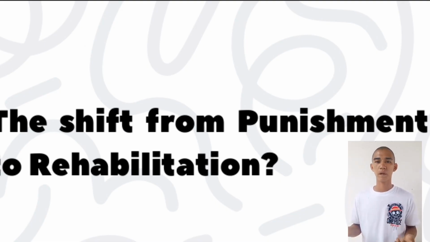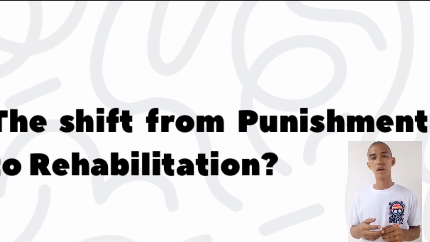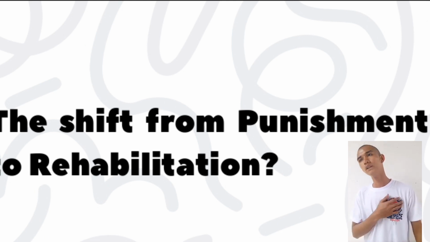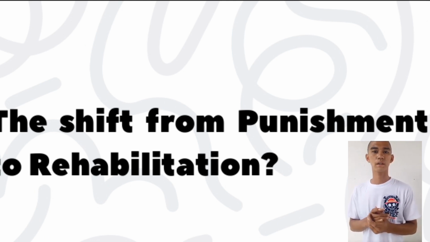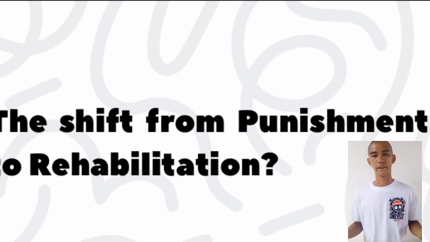The shift from punishment to rehabilitation. Many modern justice systems are moving towards rehabilitation-focused models, recognizing that simply punishing offenders often leads to high recidivism rates. While punishment serves short-term goals like incapacitation, rehabilitation offers a long-term solution by transforming offenders into contributing members of society.